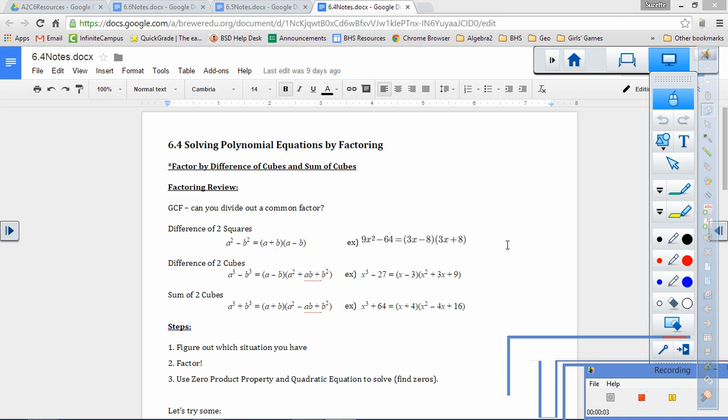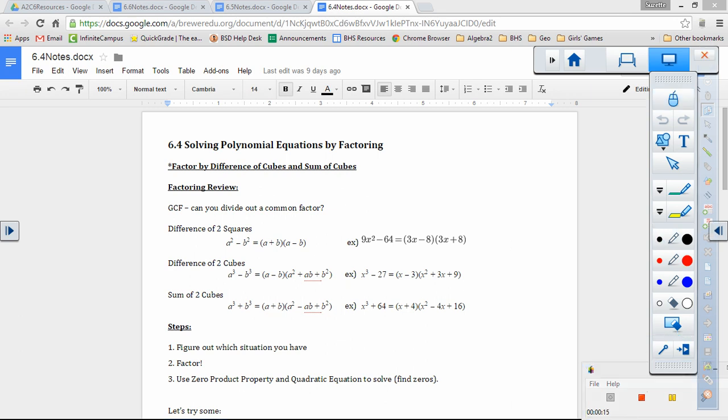Solving polynomial equations by factoring. Okay, so obviously we're going to be using the skill of factoring in this lesson, so if that's something that you still need a little bit of review on or you're having trouble with, you need to check section 5.4 in the Algebra 2 book or find the videos in the chapter 5 section on factoring.